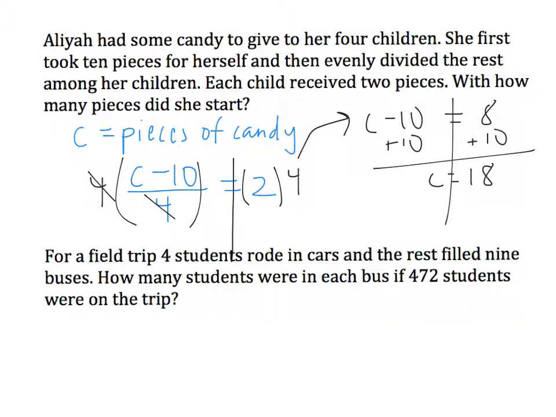Now let's see if this makes sense and if this works. She started with 18 pieces of candy. She took 10 for herself, so 18 minus 10 would be 8, right? So far she would have 8 left. Then she divided the rest among her 4 children, so that would be divided by 4, and each child received 2 pieces, and 8 divided by 4 does equal 2. So we know we're right when she started with 18 pieces of candy.